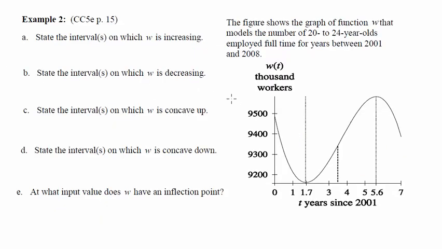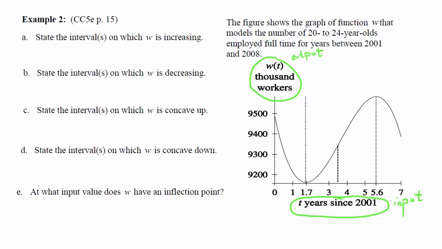Okay, for this example, the output right here, this is my output. W of t gives me the number of 1,000 20 to 24-year-olds that are working full time. And then my input down here is the number of years after 2001. So the number 1 would represent 1 year after 2001 or the year 2002. Okay, so state the interval or intervals in which the graph is increasing.